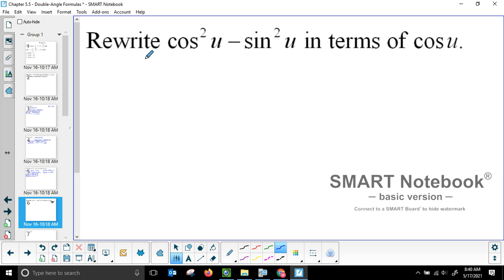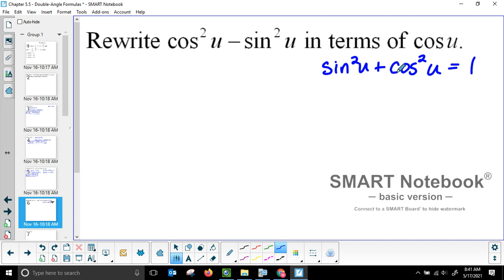Right, rewrite cosine squared u minus sine squared u now in terms of cosine. All right, so again, I know that sine squared u plus cosine squared u is equal to 1. All right, so if I want it in terms of cosine u, that means I'm trying to get rid of sine squared u.